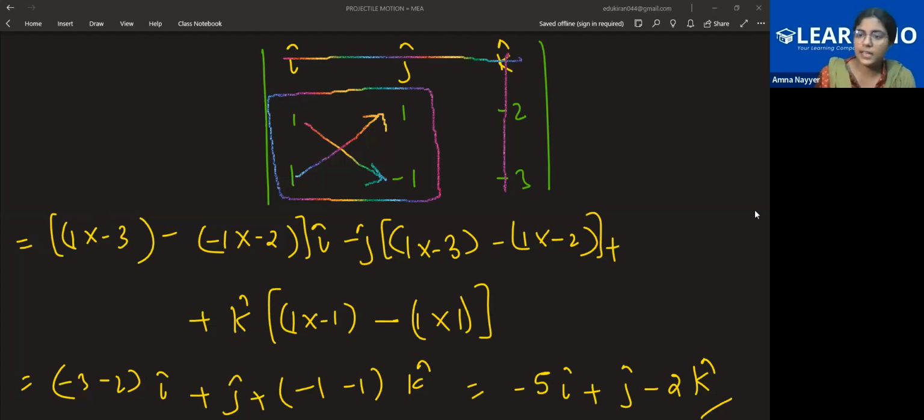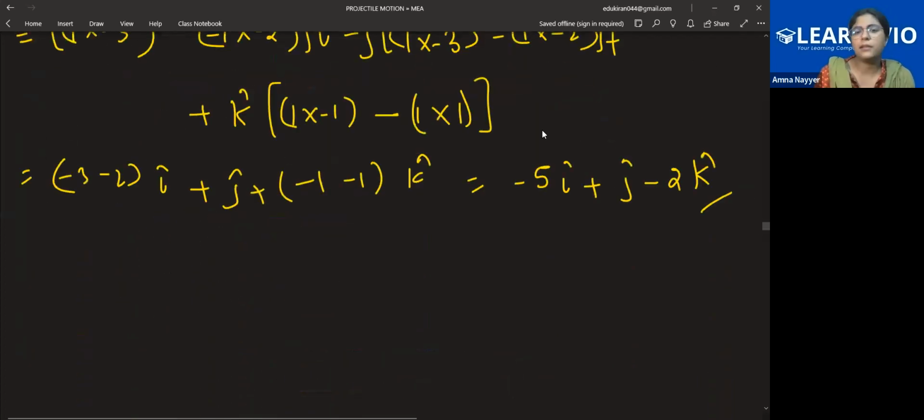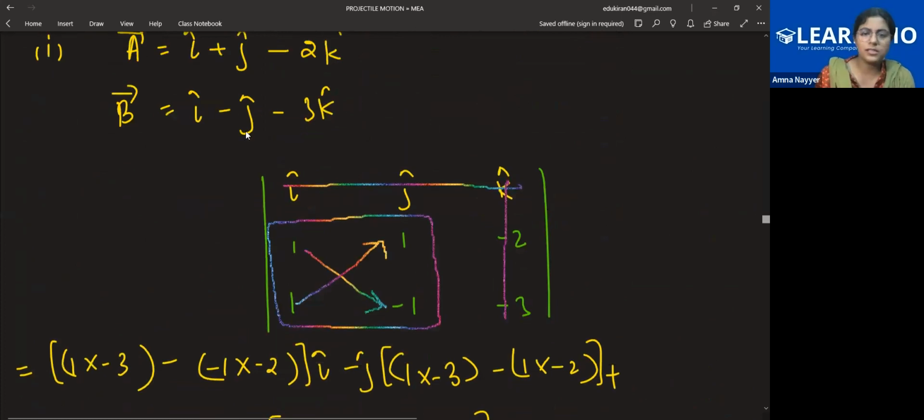Fine. Second part says area of parallelogram. So whatever you have calculated, just multiply both of them normally. Write down this. This was more important to discuss. Write it quickly.